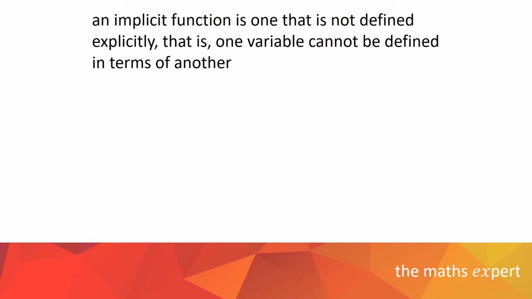This video will look at finding the gradient function of an implicit function. It should really be called a relation, as we will see it as a one-to-many relation. An implicit relation is the opposite of an explicit relation or function, which you will be more used to, such as y equals sine x.